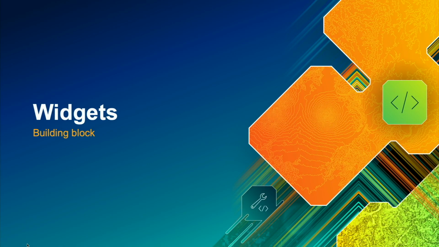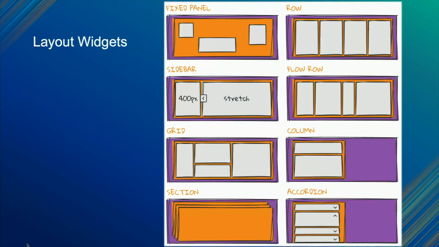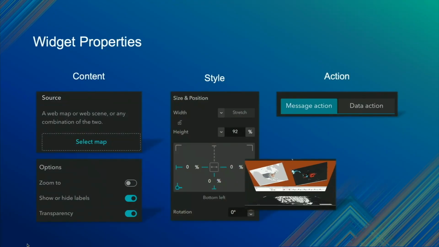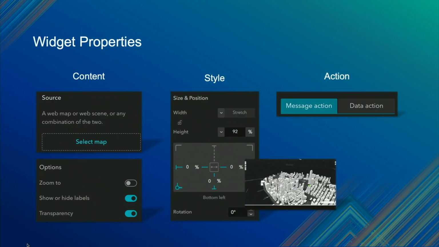There are more than 50 widgets in Experience Builder. They are either basic widgets like search and map, or layout widgets like row and column, sidebar. A layout widget is a new concept compared to Web App Builder. So it is a container defining the alignment of widgets it contains. A basic widget usually has 3 properties, which are content, style, and action. You can set animation in the style property.